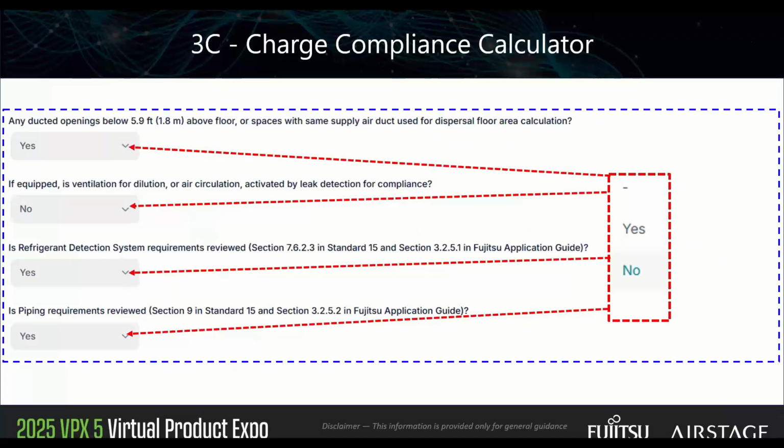A couple more questions to answer. Do we have any duct openings below 5.9 feet? I said yes, we have that 4 foot height. So I said yes on that. It's either no or yes there. Do we have ventilation for dilution or air circulation activated by RDS? I answered no. And then a couple of reminders. Have we looked at the RDS requirements in the standards? Yes. Are piping requirements reviewed? I said yes. So with all those inputs, on the next slide we will see the output.